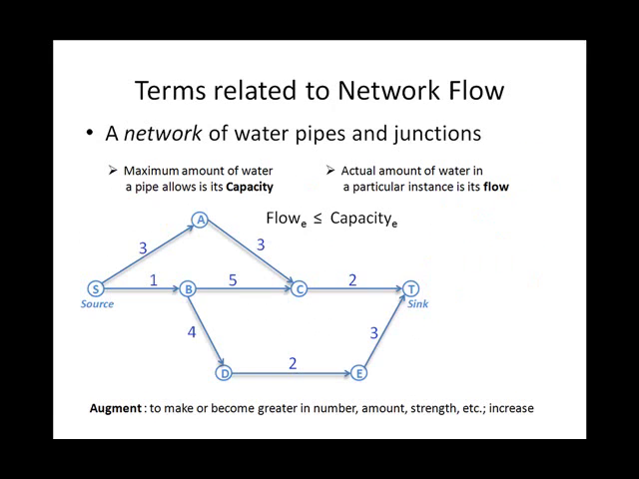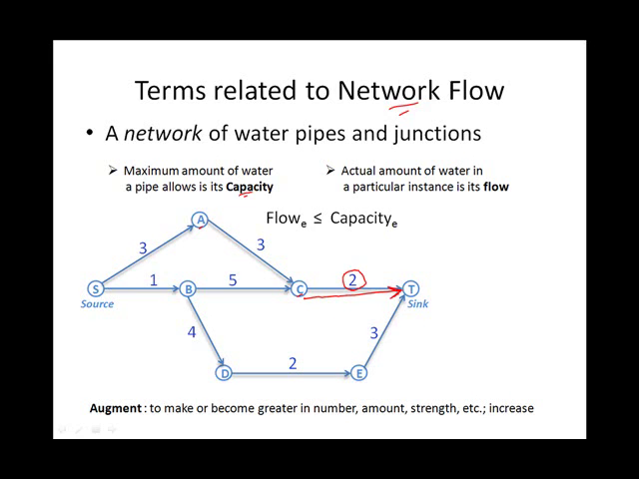Before we move on to what the problem actually is, let's look at some basic terms which are associated with any network flows. Think of the problem this way. You are given some network of water pipes and junctions. These are the junctions, the vertices we have shown, and the water pipes are represented using the edges. So there is a water pipe from C to T, and we have a weight 2 associated with that edge. Instead of calling it a weight here, we will call this capacity.